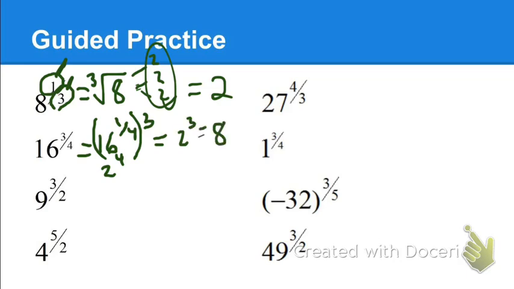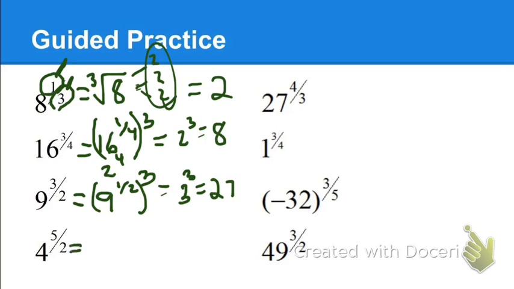Alright? 9 to the 3/2 power. We can rewrite that as 9 to the 1/2 power cubed. Remember, 1/2 power just means the square root. So that's 3. And then we're going to cube it. And then 27. Alright, so just take the root first and then raise it to the numerator power.